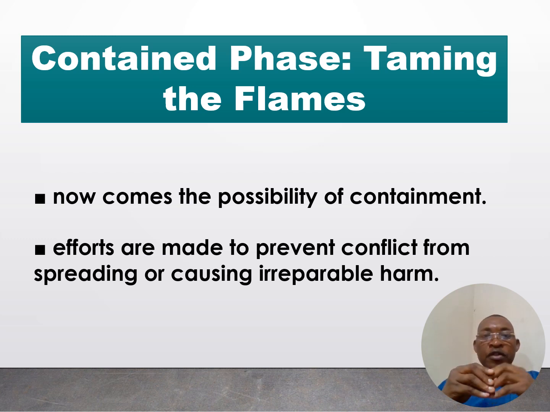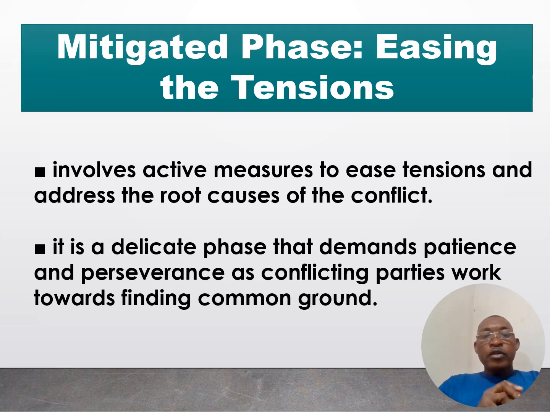So while the conflict persists, efforts are made to prevent it from spreading or causing irreparable harm. So what the contained phase does is to make sure that conflict does not spread or cause more irreparable harm. We now go to the next phase of the conflict cycle, which is the mitigated phase. This one builds on the containment.